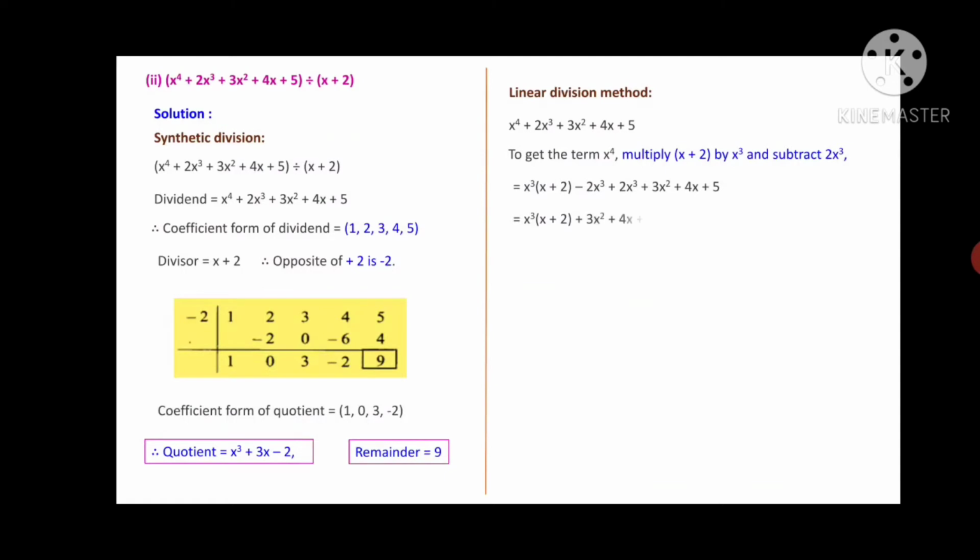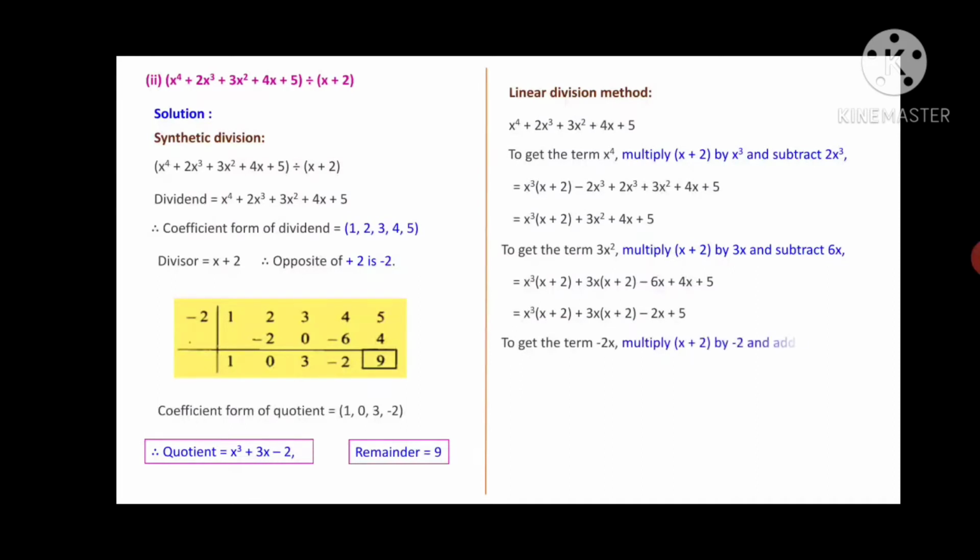So again x cube as it is, x plus 2, plus this subtraction will carry, therefore those two get cancelled, minus 2x square and plus 2x cube. So 3x square plus 4x plus 5 will be remaining. Now friends, to get the term 3x square, multiply x plus 2 by 3x and subtract 6x. So x cube into bracket x plus 2 plus 3x into bracket x plus 2 minus 6x plus 4x plus 5. Again x cube into bracket x plus 2, from these two terms we get 3x into x plus 2 minus 6x plus 4x, that will give you minus 2x plus 5.